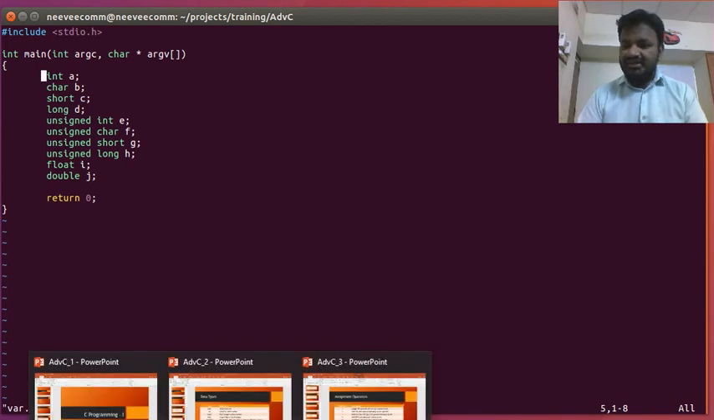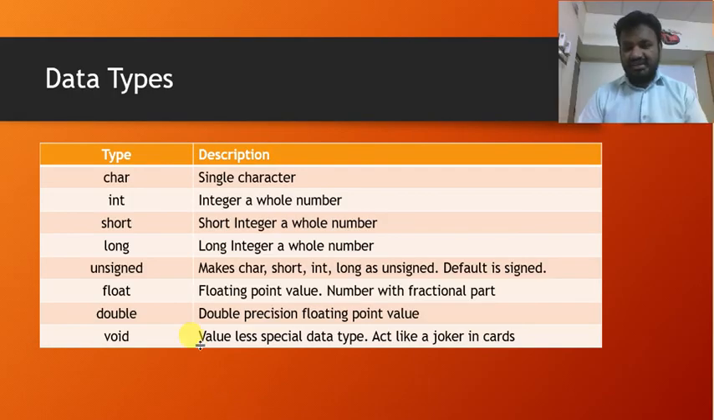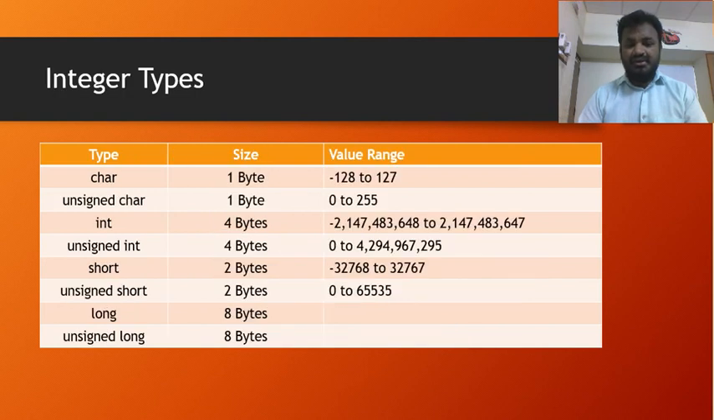And we can see how we can use these, and what the size of each data type is. Here it depends. Each data type will have a different storage area and size. For example, character will have 1 byte, and it ranges from -128 to +127.